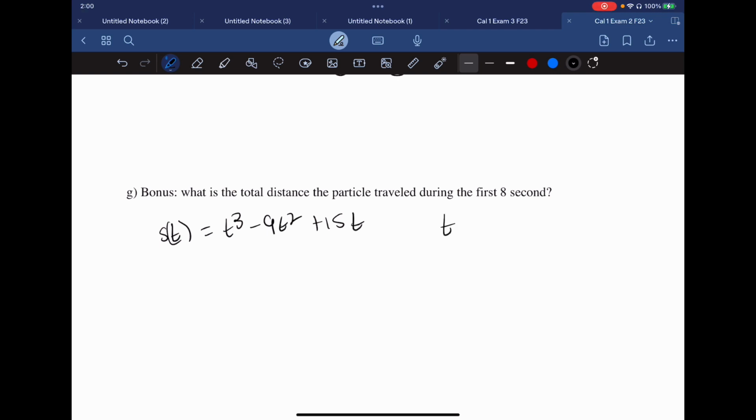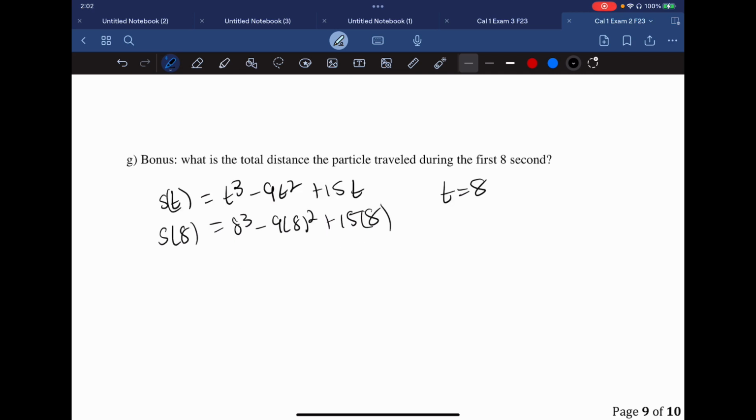Now we just put t equals 8 into here. So s of 8 equals 8 cubed minus 9 times 8 squared plus 15 times 8. All right. And after we put 8 in, we solve it and you should get 56 units.